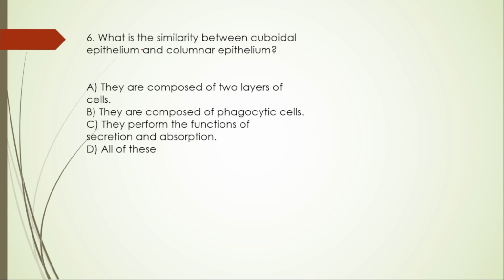Sixth question. What is the similarity between cuboidal epithelium and columnar epithelium? A, they are composed of two layers of cells. B, they are composed of phagocytic cells. And then C, they perform the functions of secretion and then absorption. This is the main function of the cuboidal epithelium actually. So here the right option is C, they perform the functions of secretion and absorption.